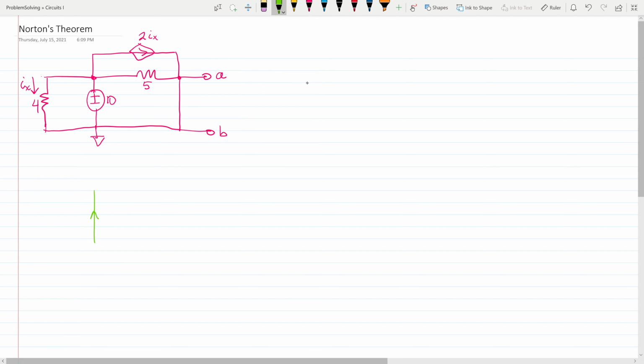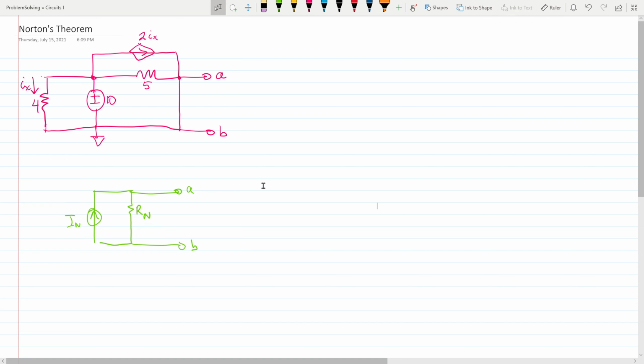parallel with some resistance, not RTH but RN, which ultimately are the same thing, but you have a current source in parallel of a resistance. And now you draw back in your A and B, and then you can say you're done, but of course you'll have to figure out what IN is and what RN is.